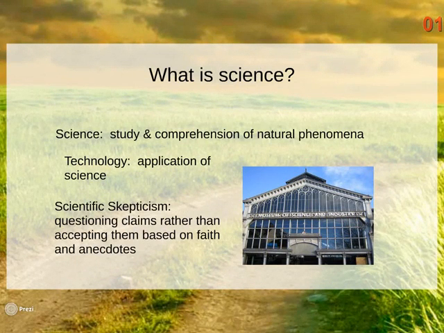Part of what's allowed us to advance the field of science and technology so much is scientific skepticism. And scientific skepticism involves questioning claims rather than accepting them based on faith and anecdotes. By questioning the claims, we can go through and actually make sure the information is correct and valid before applying it. All of the scientific method is set up to try and lead you to question as you go through, so that what we make our judgments on is information that's accurate to the best of our knowledge.